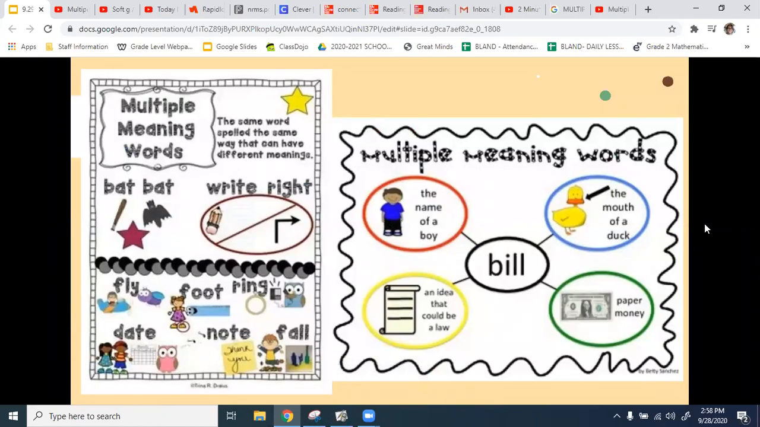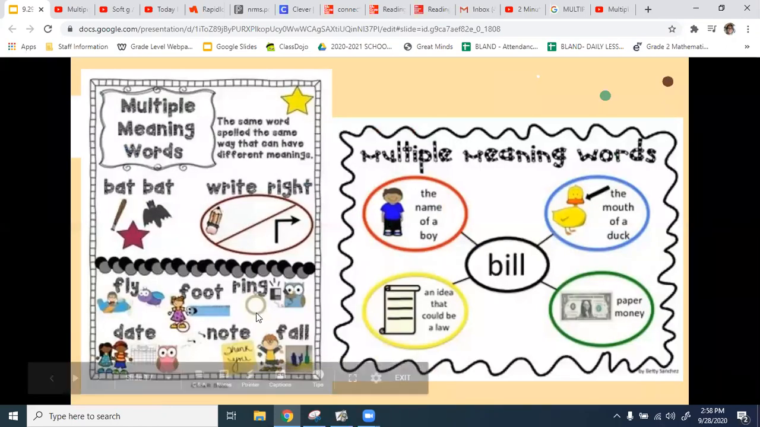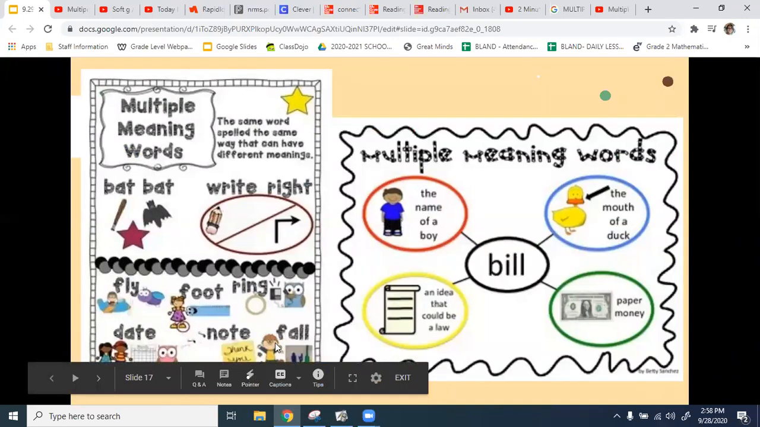We've got some more examples. Look at bat and bat, fly, foot, date, note, fall, and ring. For instance, we're in the season of fall right now. But you could also go outside and you can fall. So that's definitely two multiple meaning words.